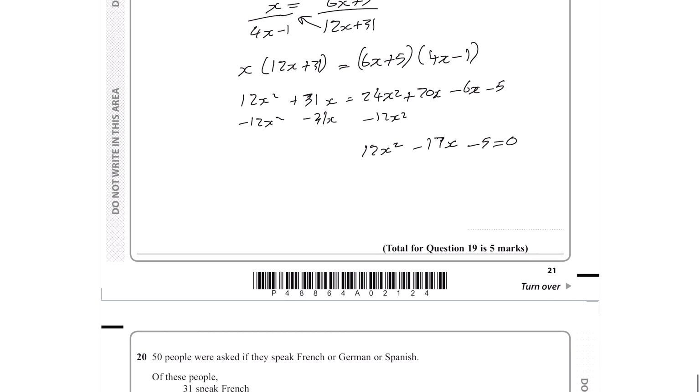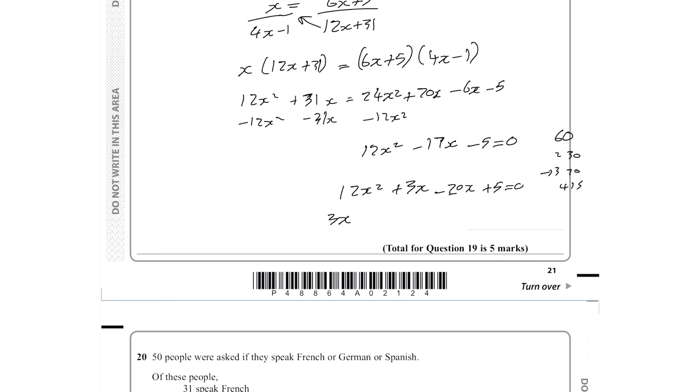And now we're looking for two numbers that multiply together to give us 60, that add or subtract to give us minus 17. Well, I can list them out as well, so that can be 2 and 30, and you'd just go through that, 3 and 20, 4 and 15, and hopefully you can see we can stop right there, because the 3 and the 20 give us the 17. So we'll have a minus 20 and a plus 3. So we can have 12x squared plus 3x minus 20x minus 5 is equal to 0.